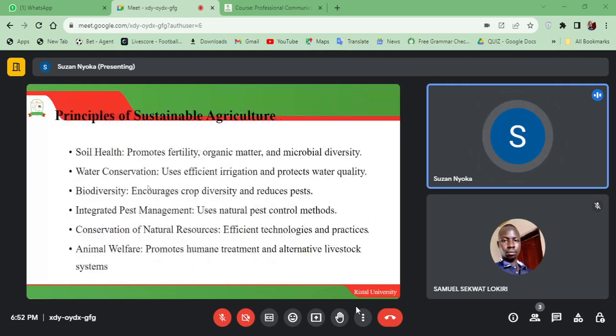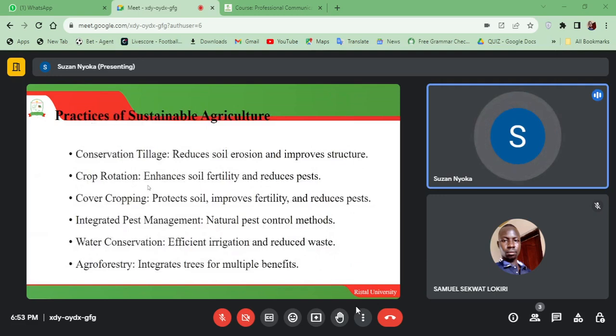Principles of sustainable agriculture. One is soil health. Promotes fertility, microbial diversity, and protection. Water quality. The third principle is biodiversity. It encourages crop diversity and reduces pests. The fourth principle is integrated pest management. Uses natural pest control methods. And then the conservation of natural resources, which is efficient technologies and practices. The animal welfare promotes humane treatment and alternative livestock systems.